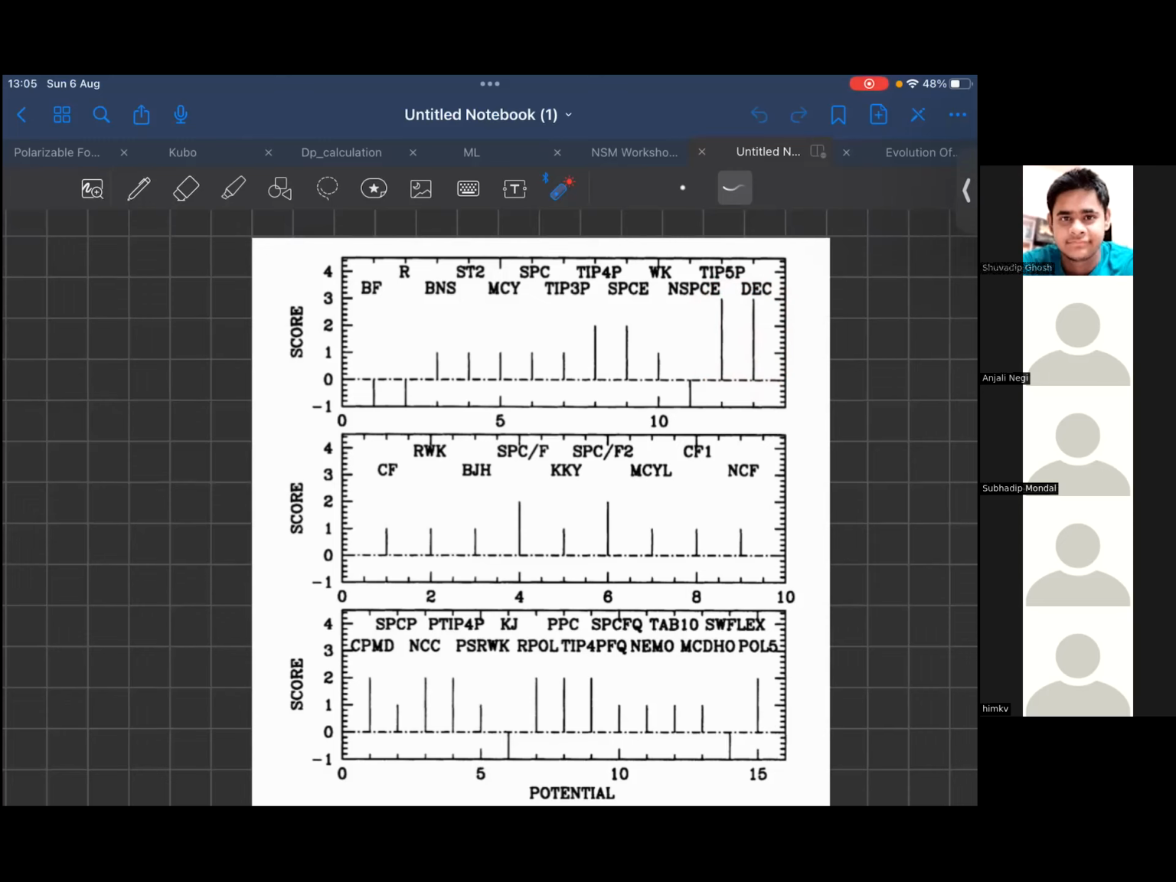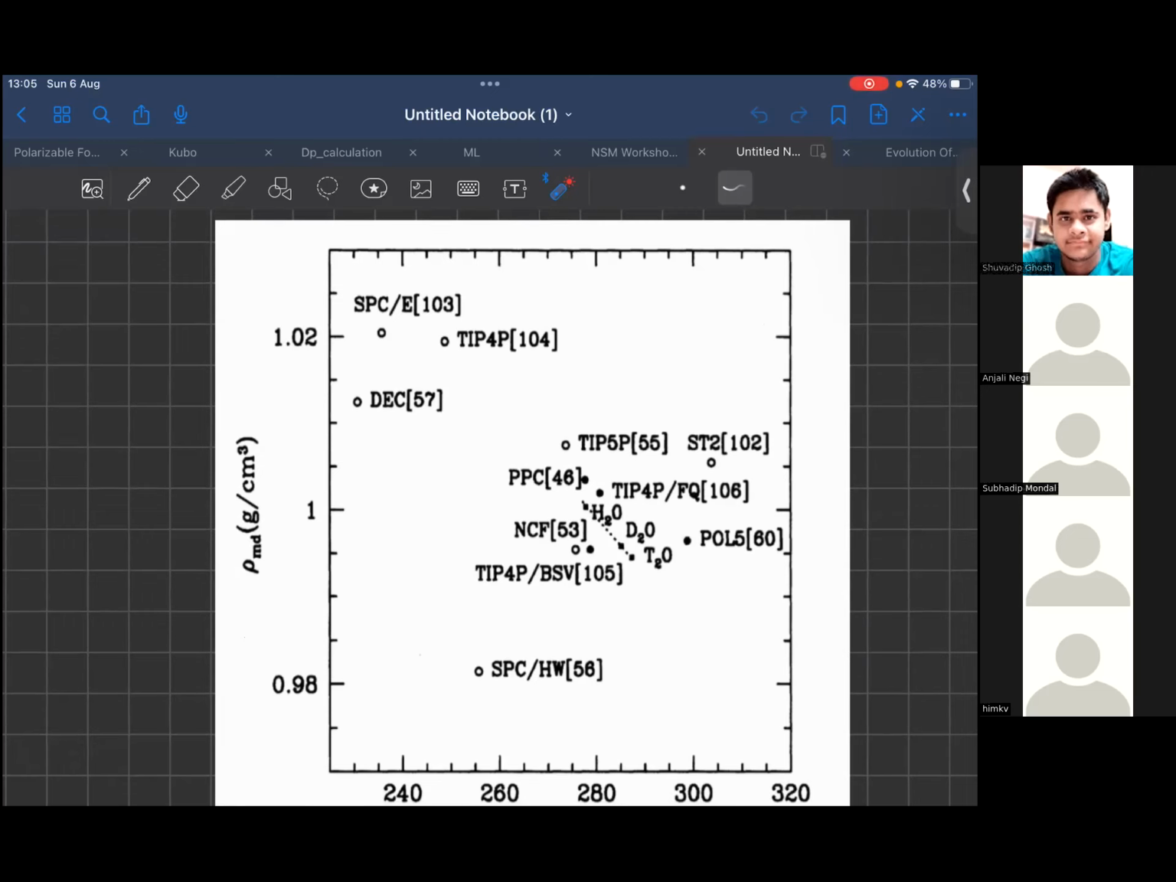After that, the main thing is the density maximum. As you all know, the water density maximum is near 4 degrees centigrade, which is a very anomalous property of water. And at that time, no water model was able to produce this exact value, not for water, not for D2O, nothing.